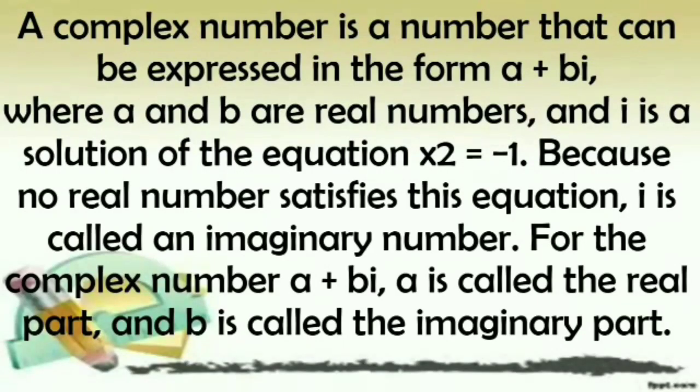A complex number is a number that can be expressed in the form a plus bi, where a and b are real numbers and i is the solution of the equation x squared equals -1, because no real number satisfies this equation. Therefore, i is called an imaginary number. For the complex number a plus bi, a is called the real part and b is called the imaginary part.